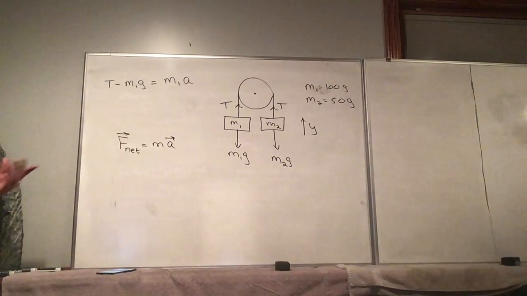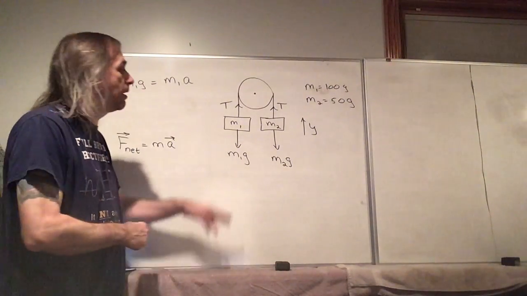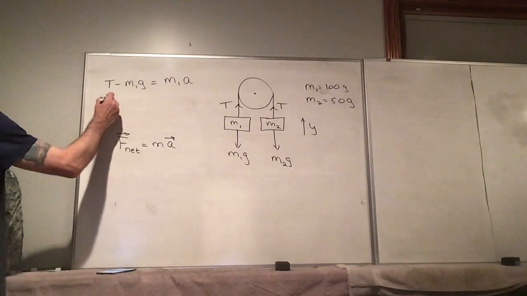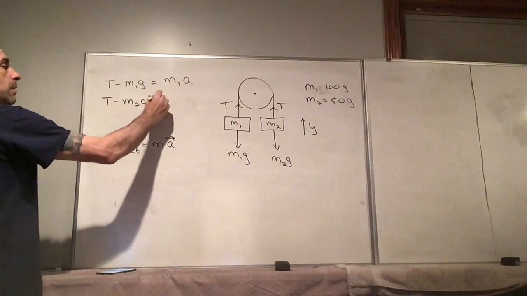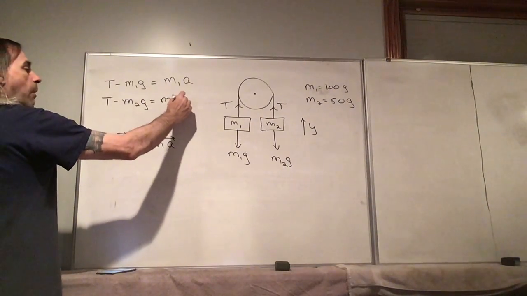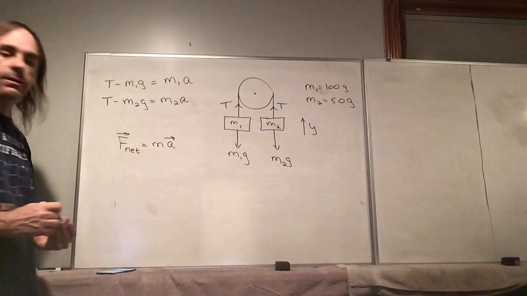So, I mentioned we want to, well, let's move on, and then I'll point out the mistake here. Let's look at mass 2. T minus M2G equals M2A. And if we do this and carry on, this is wrong. Now, what's actually wrong with this?